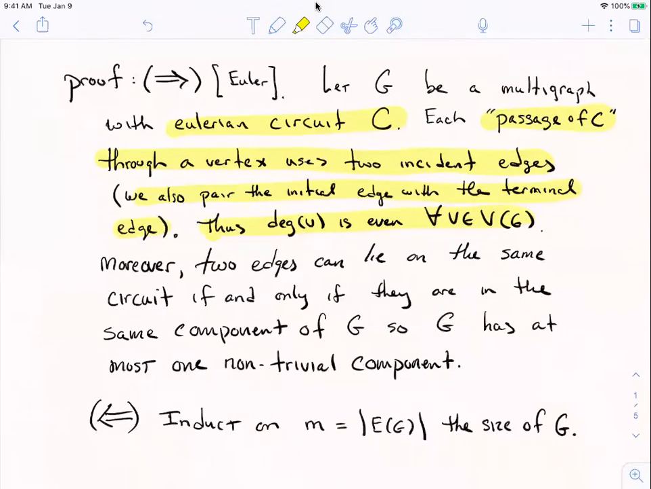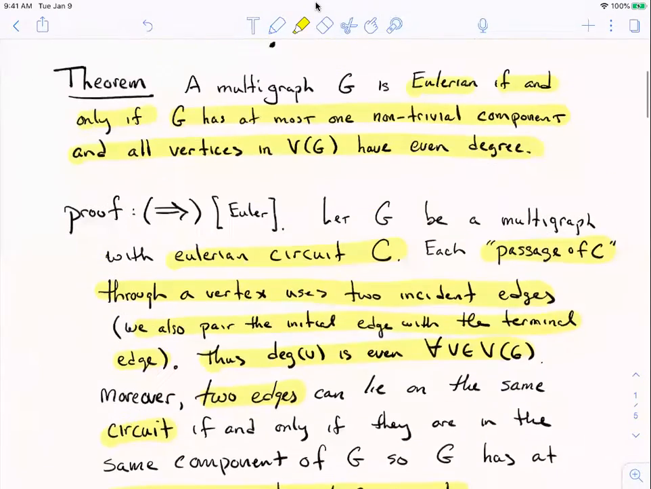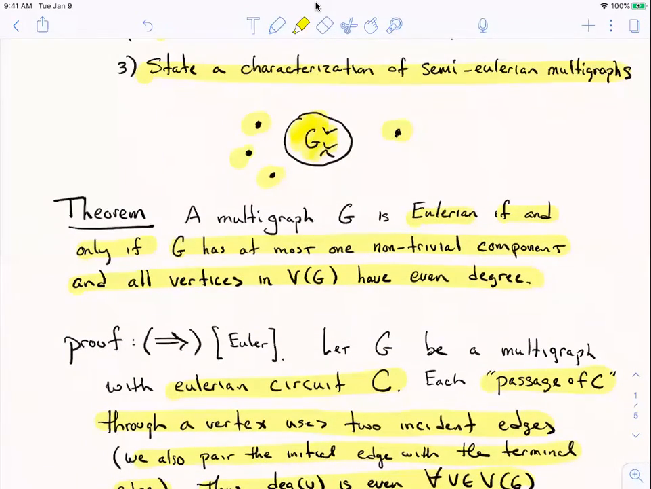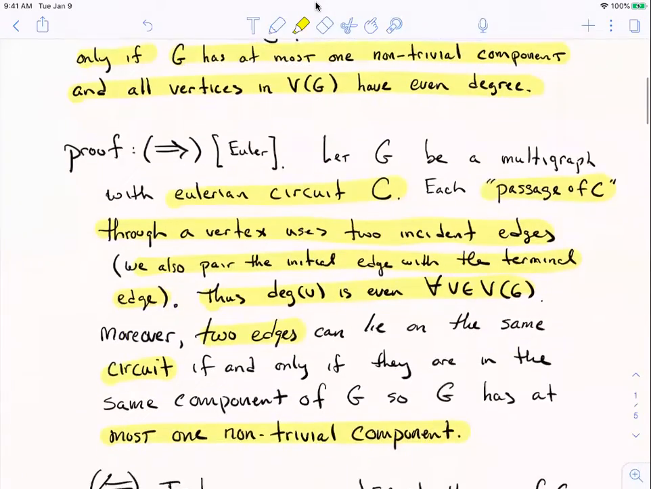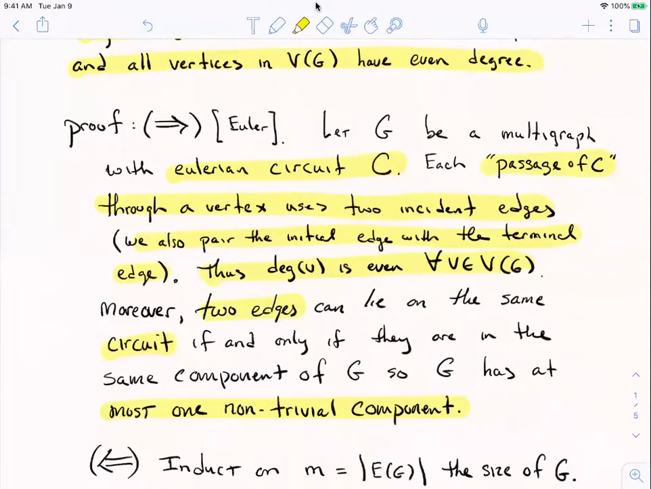That's it. As far as these other conditions, two edges could be in the same circuit if and only if they're in the same component, because if you can traverse along these edges on the same circuit, then in particular you're in the same component. So G can't have more than one component that has edges in it. Otherwise, this circuit wouldn't exist. Every edge is on the circuit, so they're all in the same component. So if G has other components, they look like this. They're just dots around this Eulerian graph. That's the direction of the proof that was proved by Euler.